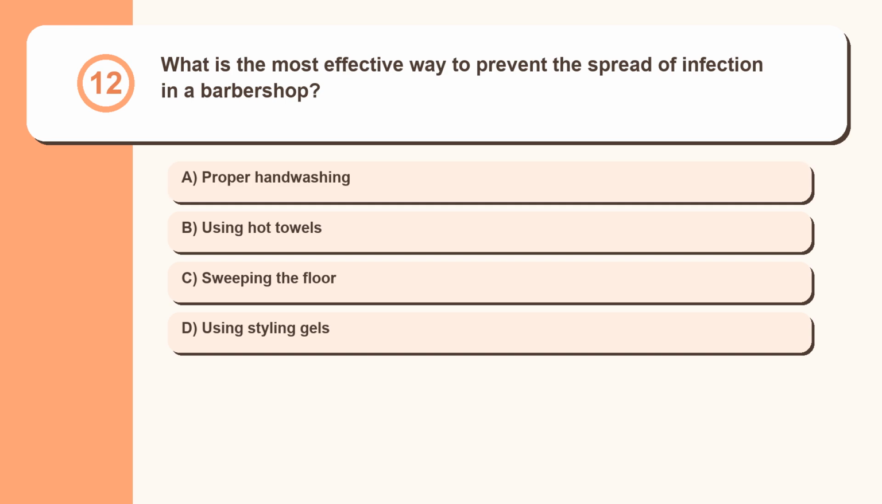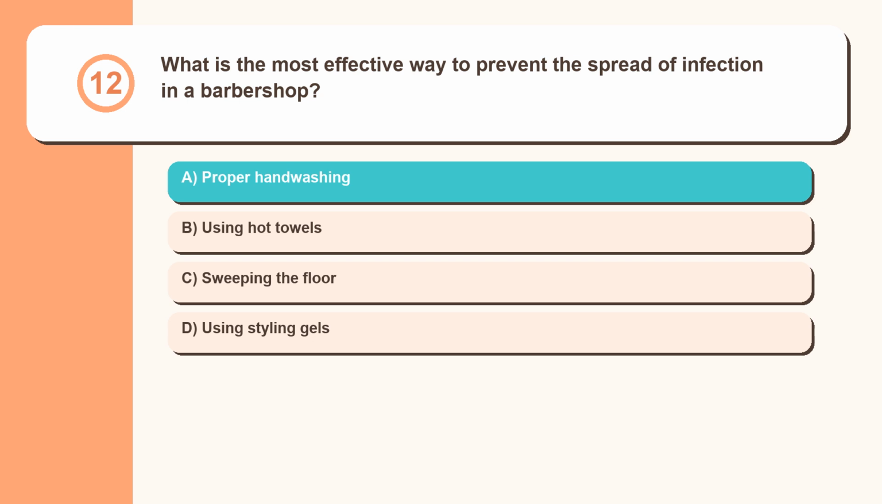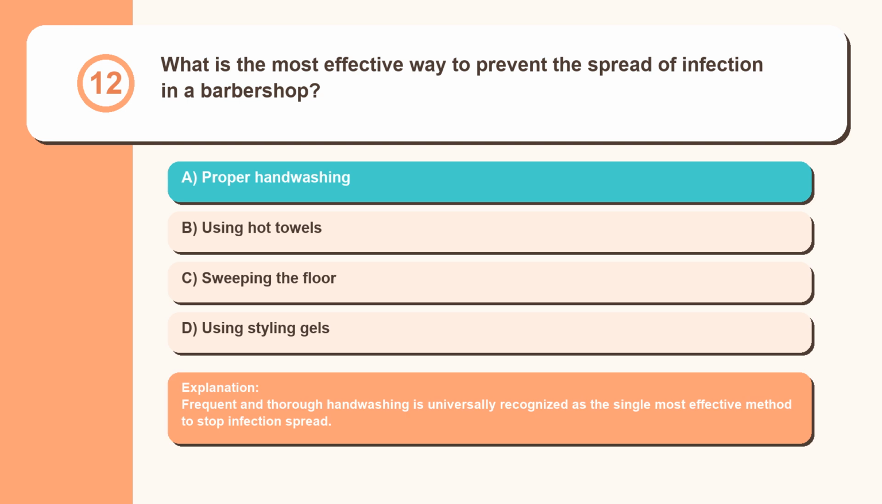Question 12. What is the most effective way to prevent the spread of infection in a barbershop? Proper hand washing, using hot towels, sweeping the floor, or using styling gels? Frequent and thorough hand washing is universally recognized as the single most effective method to stop infection spread.